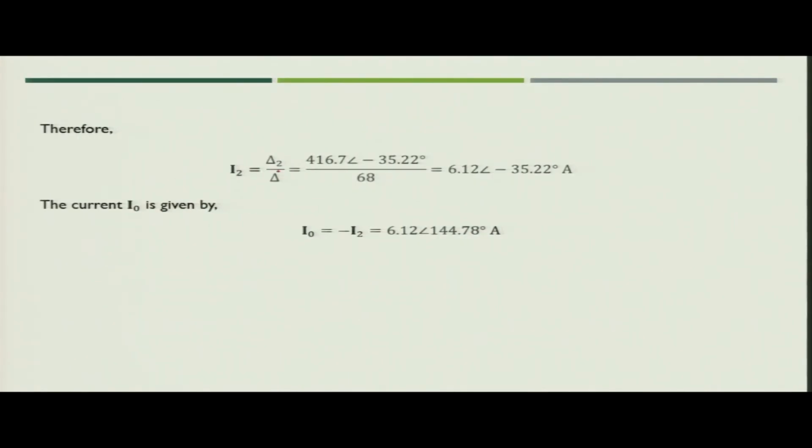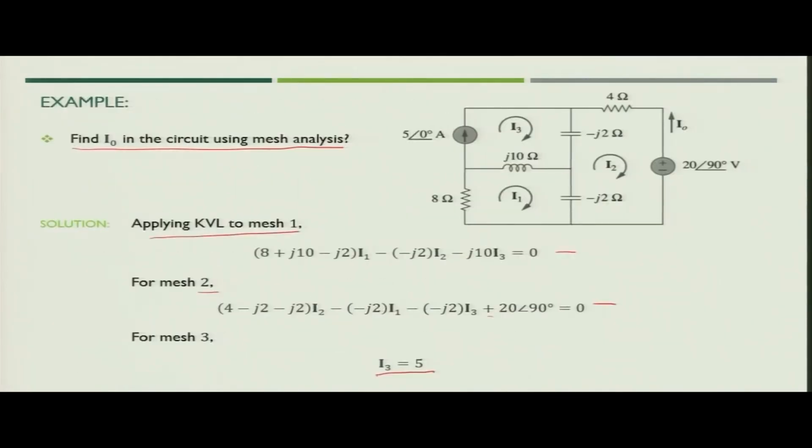So, I2 will be equal to delta 2 divided by delta. Now, put the value of delta 2 as 416.7 angle minus 35.22 degree divided by delta, which is 68. You get the value of current I2 as 6.12 angle minus 35.22 degree ampere. Now, in the question we need to find out the value of current I naught.